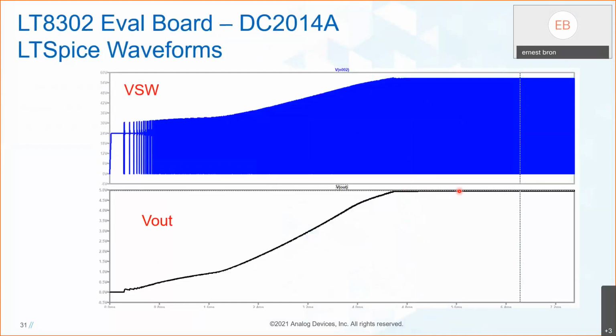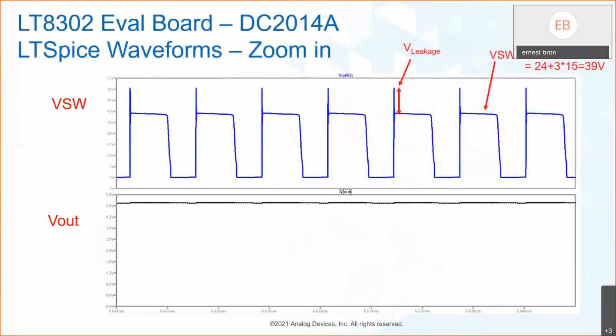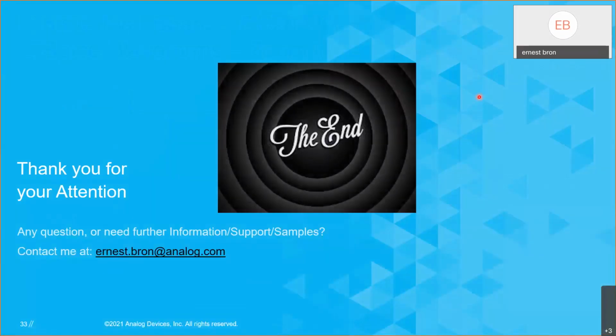And I think I am at the end of my talk. Almost. Okay, so we zoom in. You see here the leakage voltage, the spikes, right? And you potentially put some additional snubbers to get rid of it, and you see your reflected voltage on your switch node. And now I'm at the end.